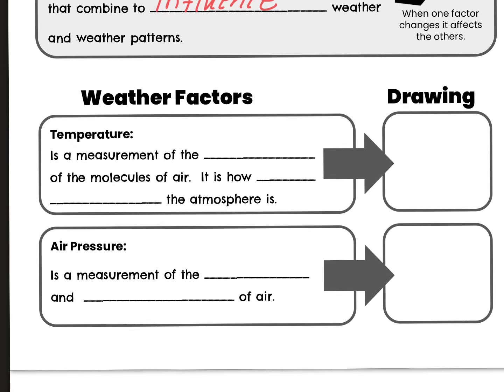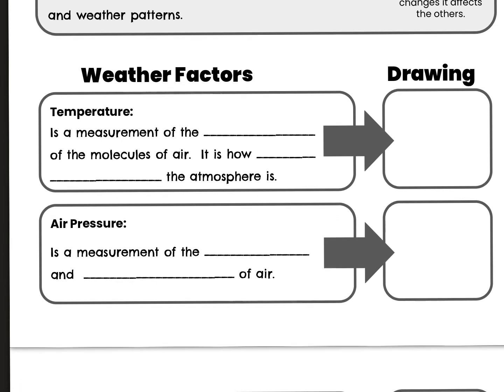So probably the one that we're most familiar with is temperature. So temperature is a measurement of the speed of molecules of air. It is how hot or cold the atmosphere is. So let's go ahead and write those words in. It is a measurement of the speed of the molecules of air. It is how hot or cold the atmosphere is.